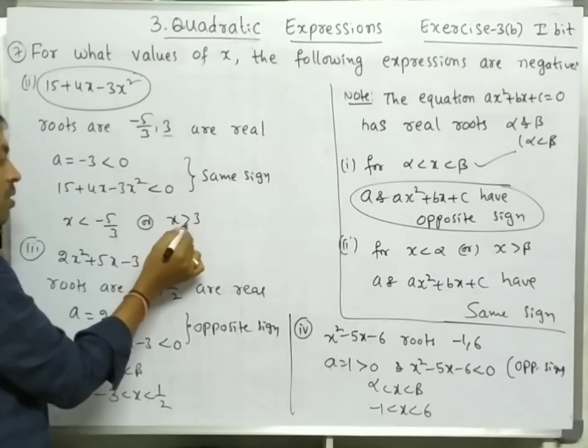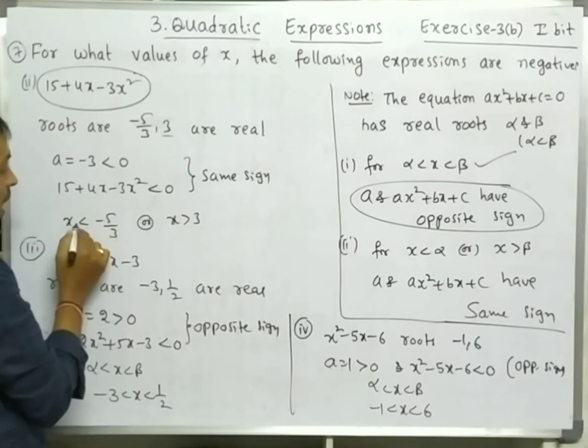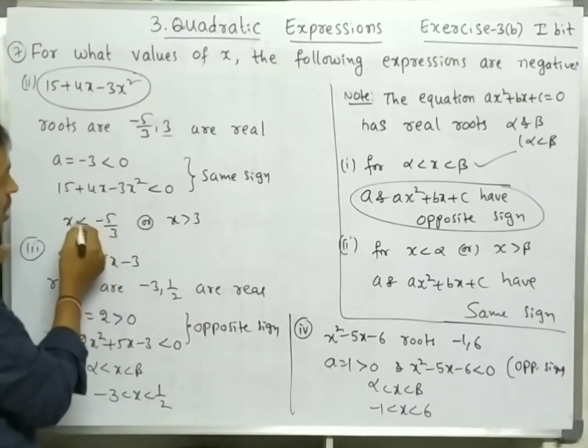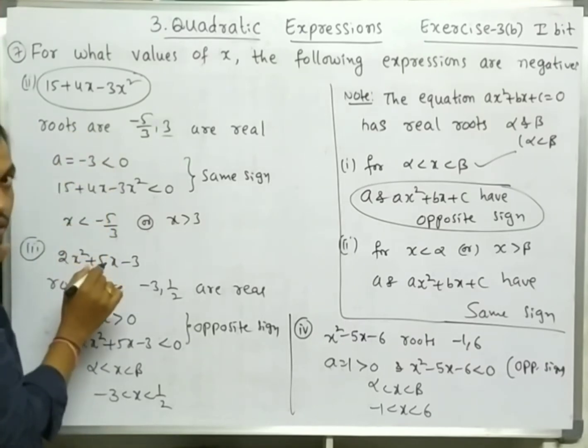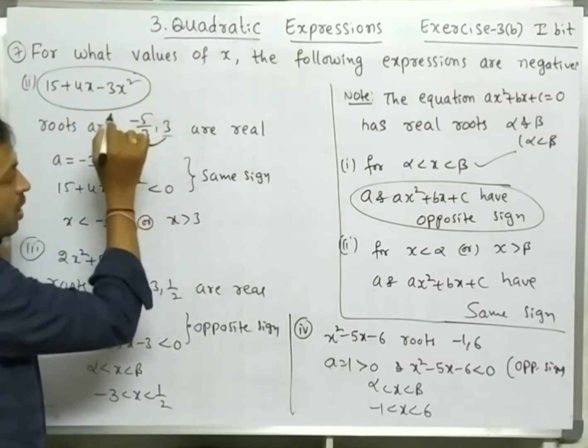For these values, x greater than 3, 4, 5, 6 and so on, it is negative, and x less than minus 5 by 3. So for the values which are less than minus 5 by 3, it is negative, and for the values between these two, it is positive.